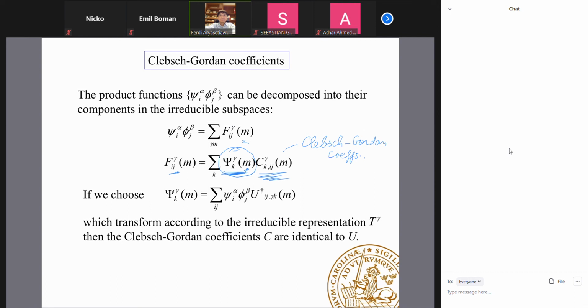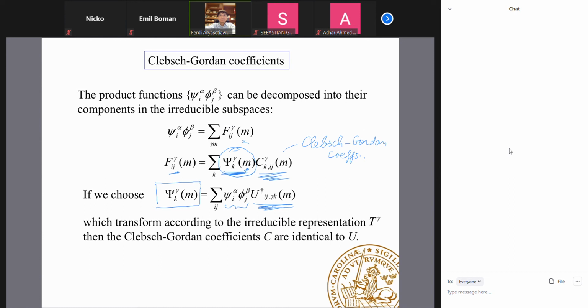So if we choose these bases here to be some linear combinations of these product functions using the U matrix that we had before, then this U matrix is just identical to the Clebsch-Gordan coefficients.